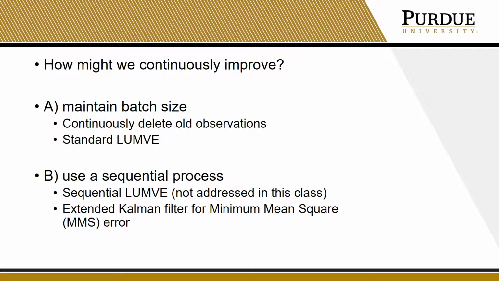One option is for us to maintain the current batch size by continuously deleting the old observations to maintain the size of our observation pool, in which case we can continue to use our standard LUMV, but we lose our old observations in the process. A second technique would be to use a sequential process, such as a sequential LUMV, which is not addressed in this class, or an extended Kalman filter for a minimum mean square, or MMS, error.